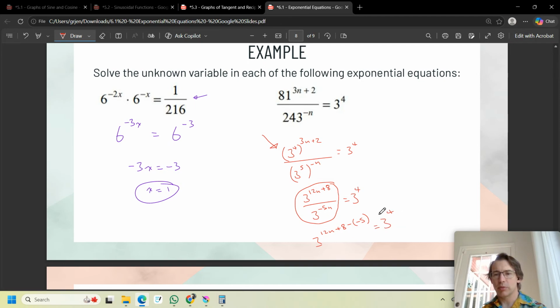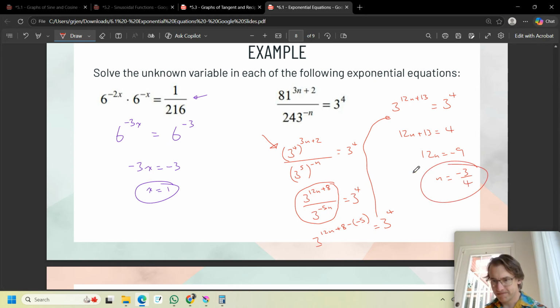And this is a little gnarly, but we're going to move that up over there. So we have 3 to the 12n plus 13. It's positive because minus a negative is positive, is equal to 3 to the 4. And now we're ready to equate our exponents. 12n plus 13 equals 4. Subtract 13 from both sides gives you 12n equals minus 9, and n equals minus 3/4. Because minus 9 over 12 is minus 3/4.